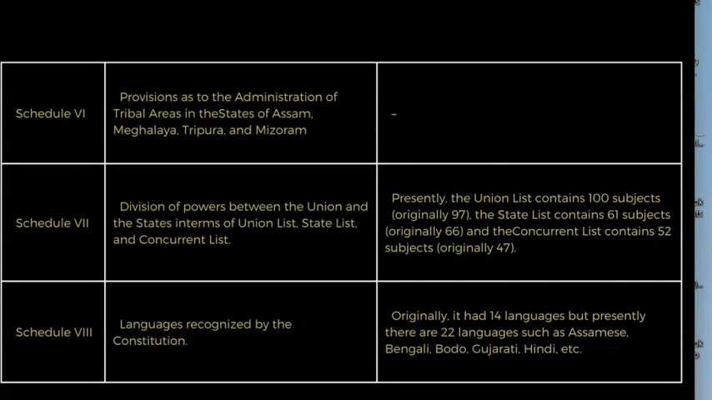Schedule 8: languages recognized by the Constitution. Originally, it had 14 languages, but presently there are 22 languages such as Assamese, Bengali, Bodo, Gujarati, Hindi, Kashmiri, etc.